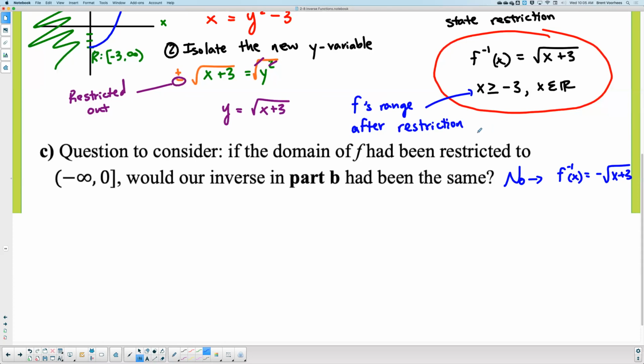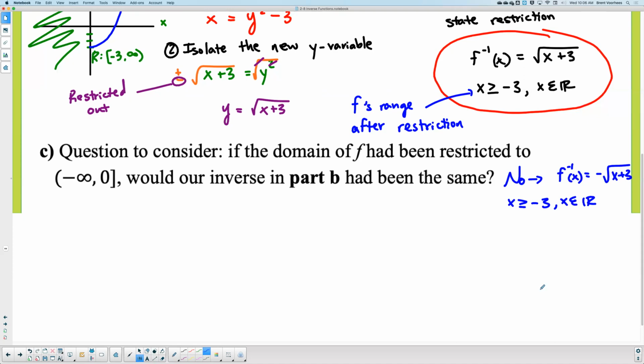The domain still would have been the same, because the range wouldn't have changed. It still would have gone as low as -3 and up to infinity. So that still would be the same. The only thing that's different though would be the equation.